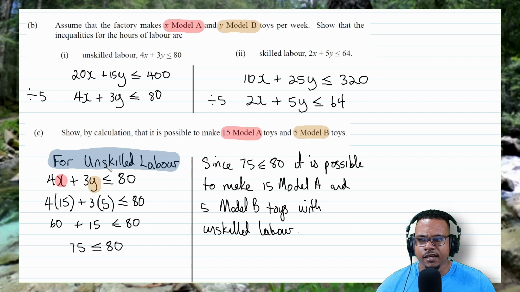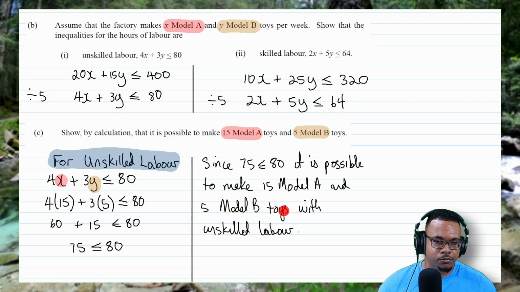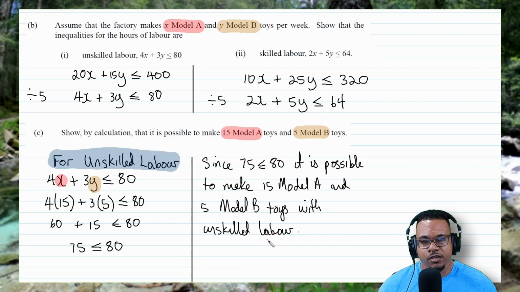So what I did here is I labeled this one for unskilled labor. This was the work in here, and I wrote: since 75 is less than or equal to 80, which is true, it is possible to make 15 Model A and 5 Model B toys with unskilled labor. So now we need to prove it for the skilled labor.